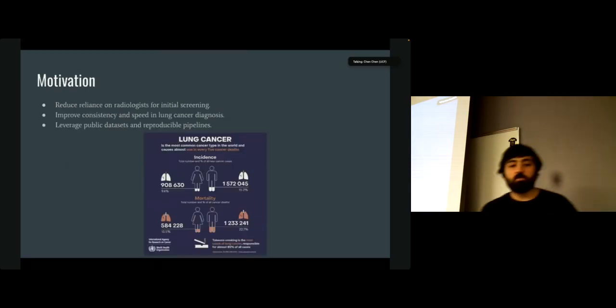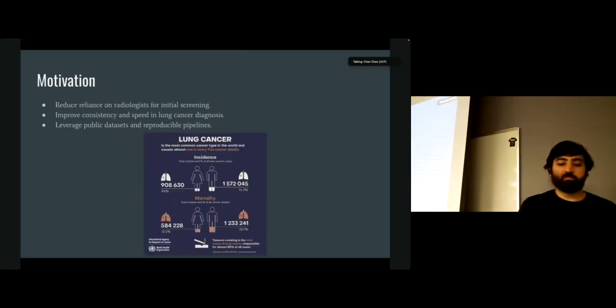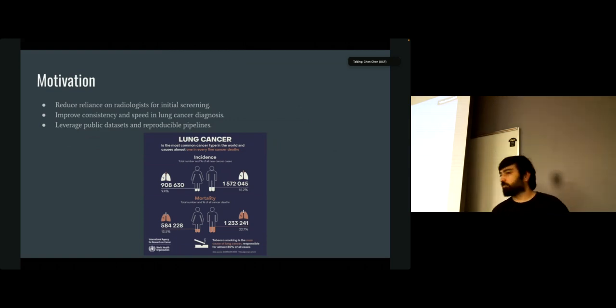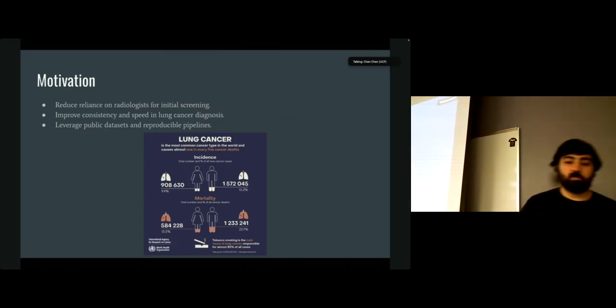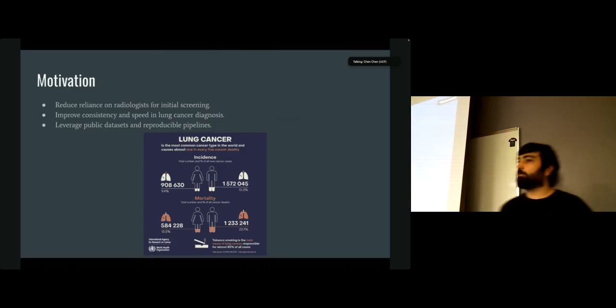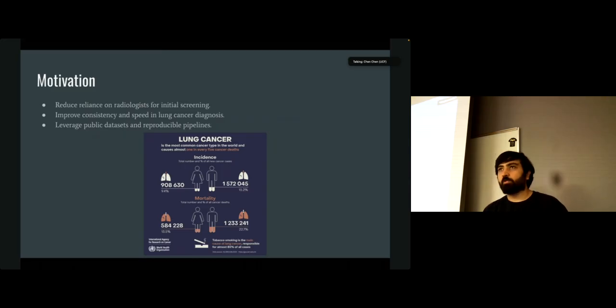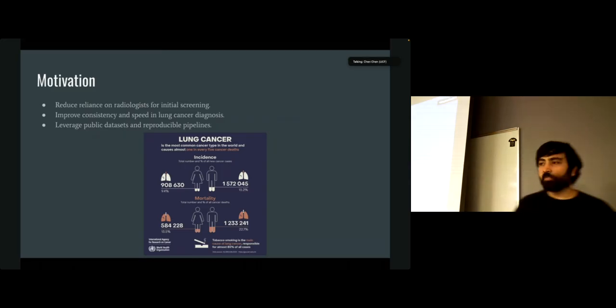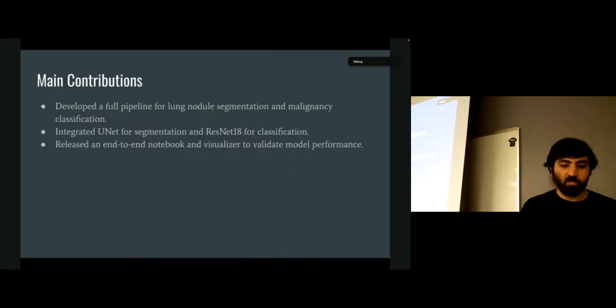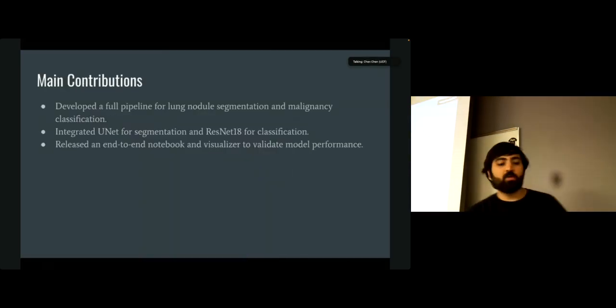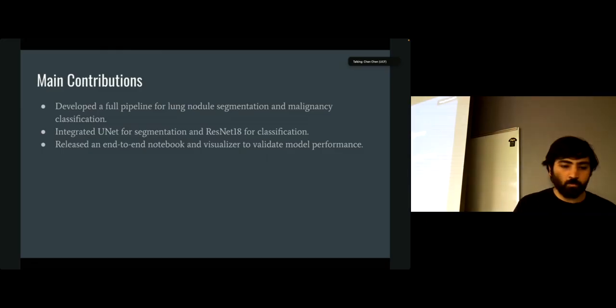So we have already talked about the motivation, which is basically just to make sure that the initial screening process of lung cancer becomes easier, and it's also slightly automated. Besides that, I also want to create an end-to-end pipeline which is reproducible and also extendable using more data. So the main contributions I already went over, so I'm just going to skip through.